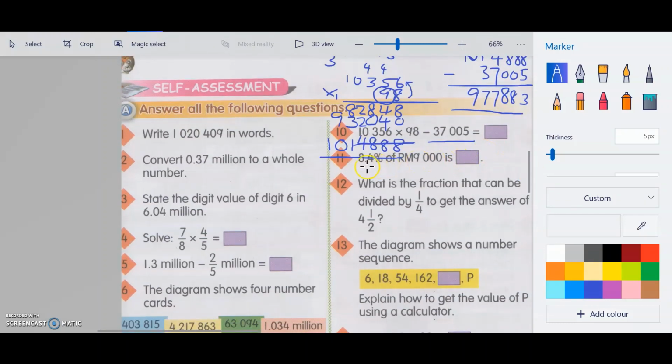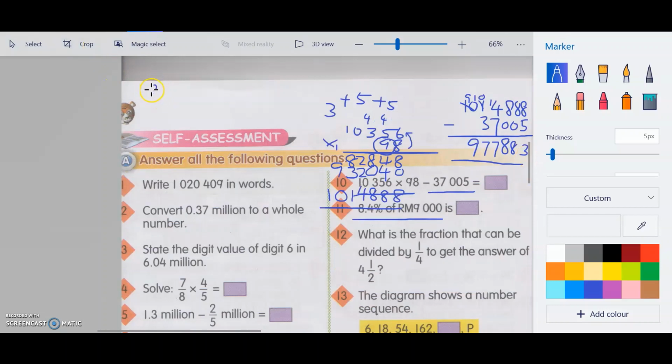Question 11. 8.4% of 9,000 ringgit, right? 8.4%. So 8.4, you put it over 100, then you times 9,000 ringgit. There are 2 zeros here you can cross, 2 zeros here you can cross. So this one is 90. 90 times 8.4, you get 756 ringgit.